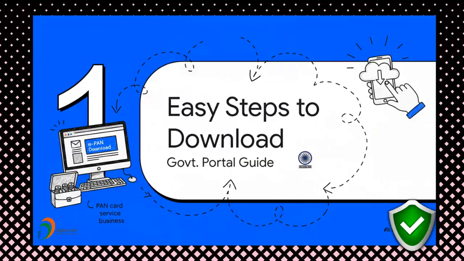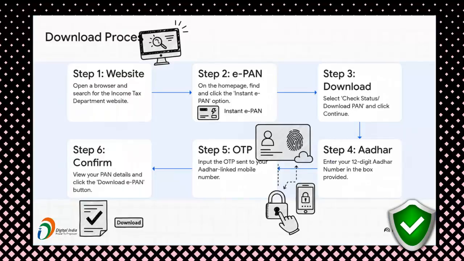I'm going to walk you through the whole process on the official Income Tax Department website. And don't you worry, it's actually way simpler than you might think. Okay, here are the 6 steps on the screen. Let's break them down. First, just open up your browser and head over to the official income tax portal. Once you're on the homepage, look for a link that says Instant ePAN. Click on that. From there, you'll want to select the option to check status/download PAN.